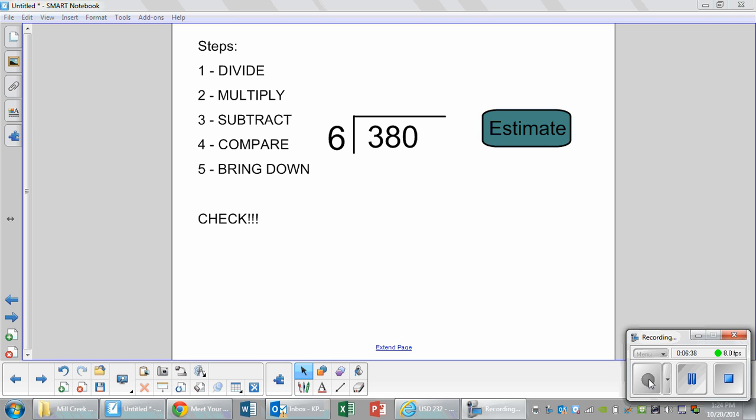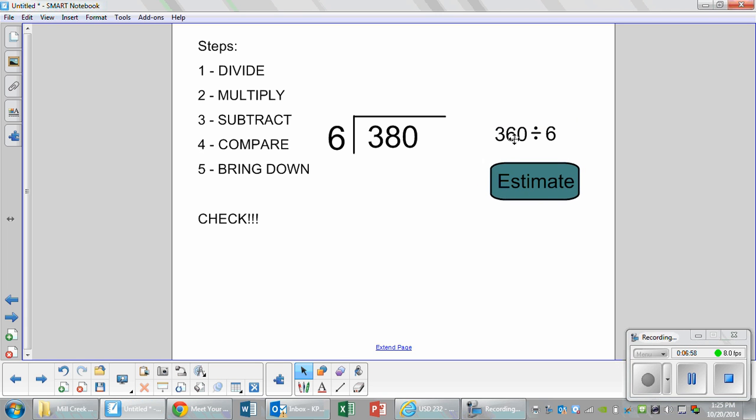If your new problem is 380 divided by 6, the very first thing you're going to want to do is make an estimate so that you know about what your quotient should be. In this case, I would take 380, and I might think of compatible numbers and say, well, I know 36 divided by 6 is a basic fact. So I'm going to change 380 to 360 and then divide that by 6, because that's easy for me to do in my head. And when I do 360 divided by 6, I get about 60.